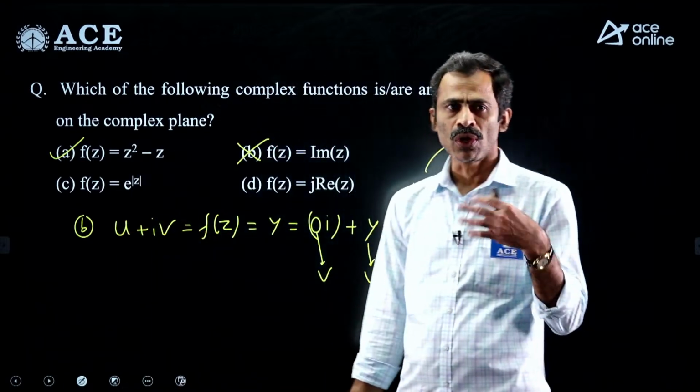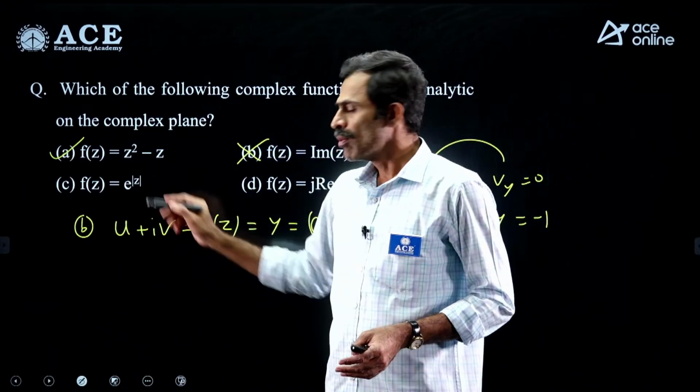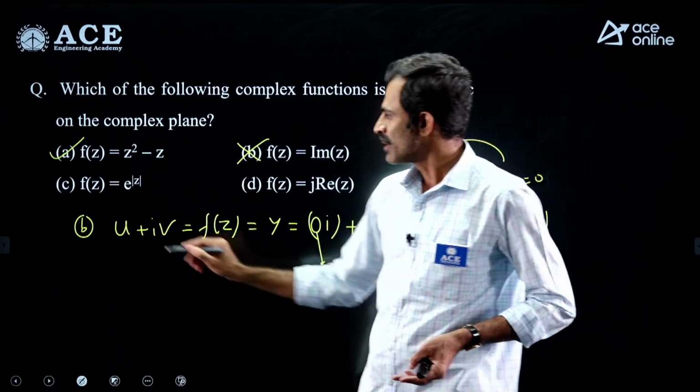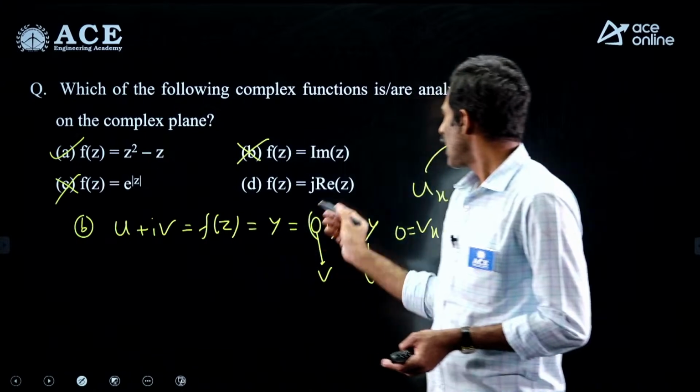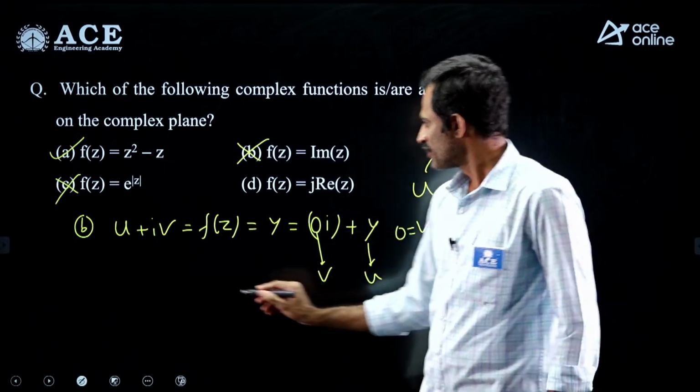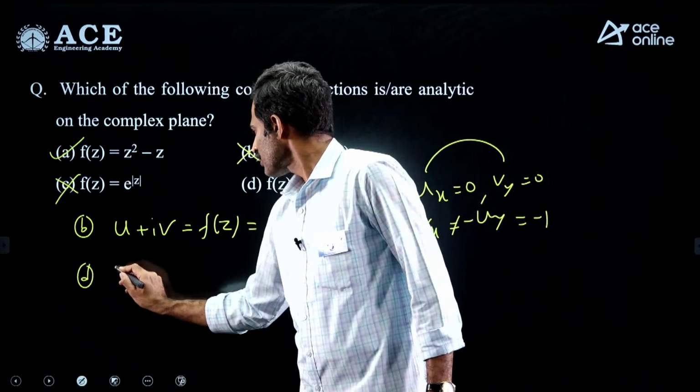Next let us go to option C. Directly we can say the function is not analytic, because we know that mod z is not analytic at any point, and e power mod z is also not analytic, so directly we can eliminate this. And again, for option D, just the imaginary part is given for the function.